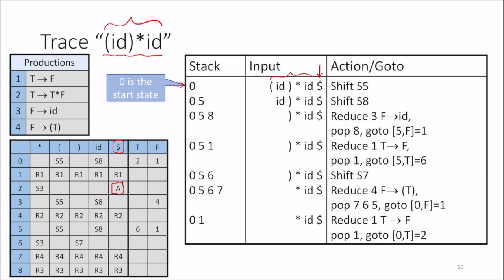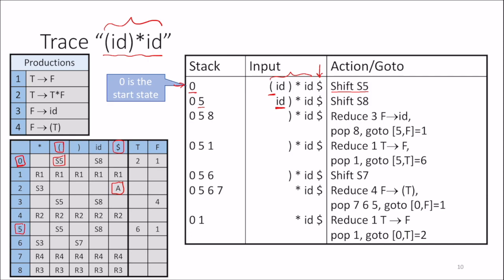So let's start with the start state 0, and the first input symbol is open parenthesis. So what I do is I look up 0 and open parenthesis, and you can see that the action is shift 5, which is the action that I will do. All that shift 5 does is push 5 onto the stack. And when I do that, I know that I've scanned the open parenthesis, so I move my input to the next token, ID. I just look up in my table, so it's very mechanical.